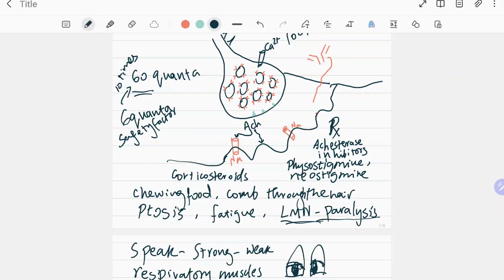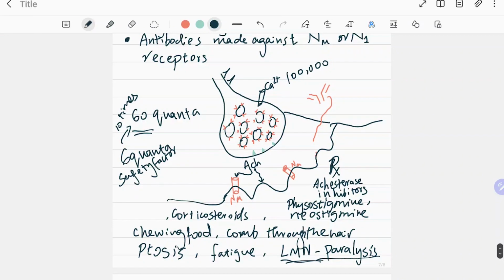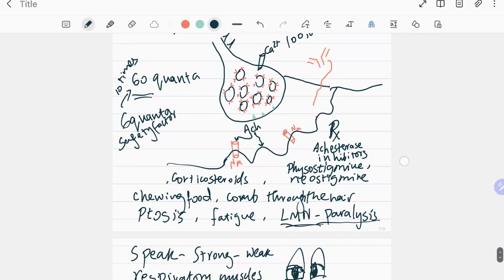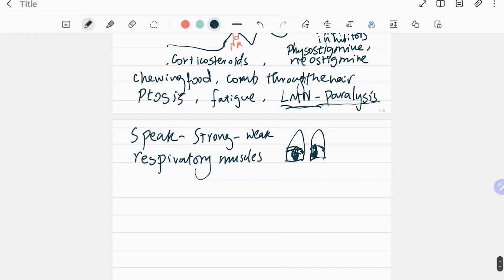And also we can sometimes do a procedure called exchange plasmapheresis, where we take your blood, separate the blood cells from the plasma, and the plasma is going to contain these antibodies. So we'll just get rid of that plasma and replace it with some healthy substitutes instead. So that's how it works. This is your myasthenia gravis.